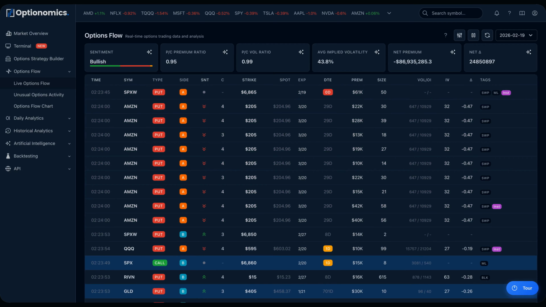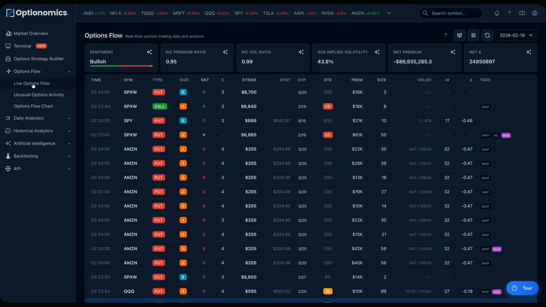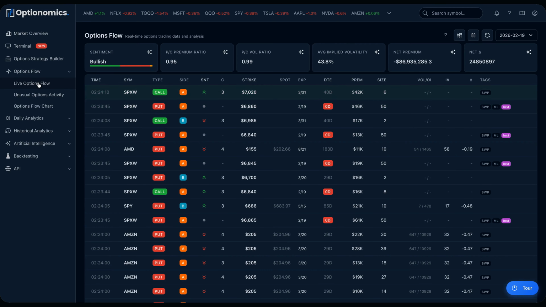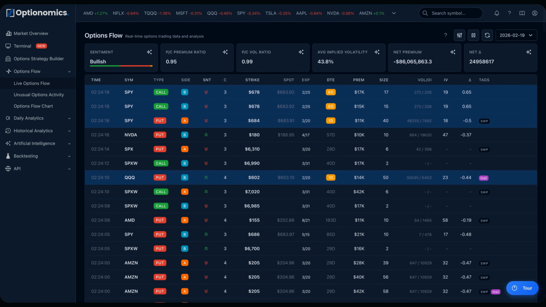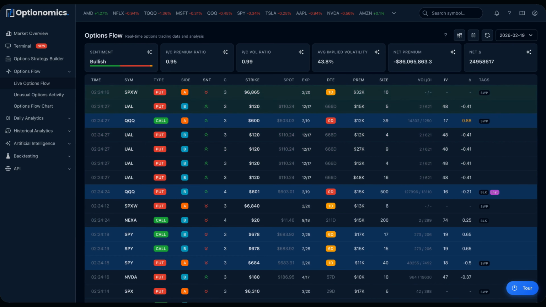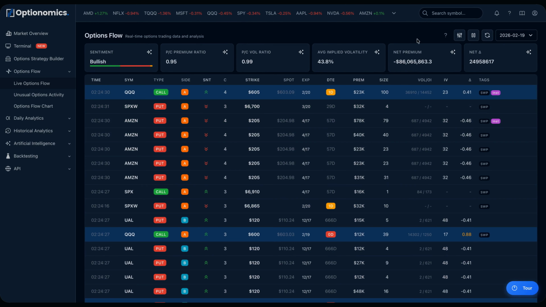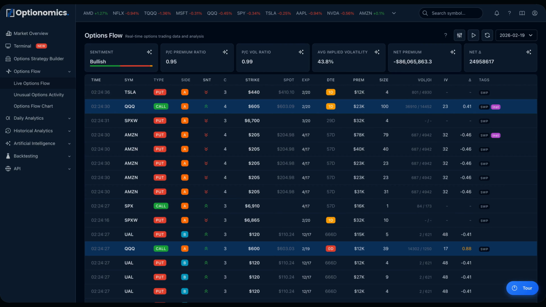feature. To access Options Flow, simply click Live Options Flow from the Options Flow menu. Here you'll see a list of option trades that are happening in real time. To stop the stream of options flow, you can click this button. This will pause the live updates so you can take your time to analyze the trades. Let's break down what each part of an option trade means.